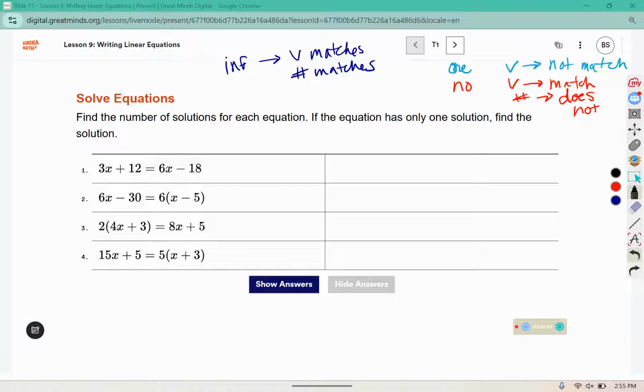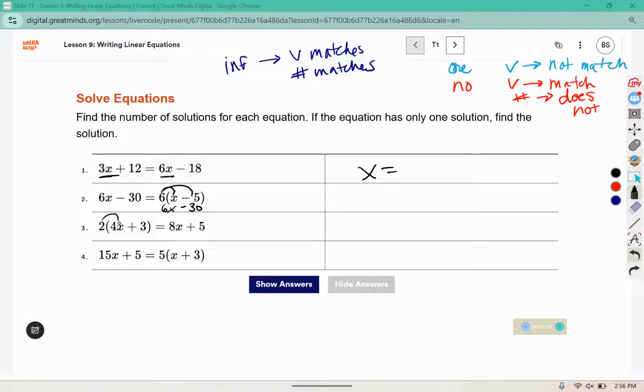So here, 3x and 6x, those variables do not match. So this is going to have one solution. So you will need to solve it for x. Here, if I distribute, this is 6x, and 6 times -5 is -30. So do the variables match? Do the numbers match?